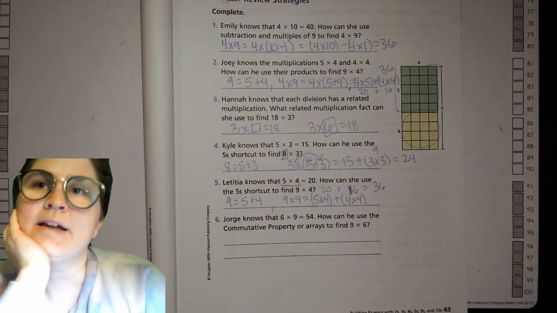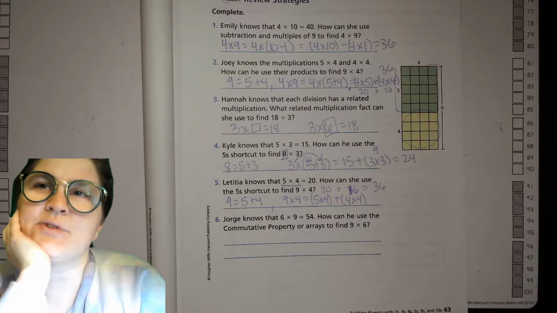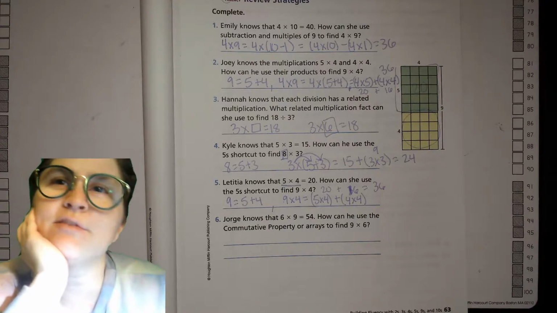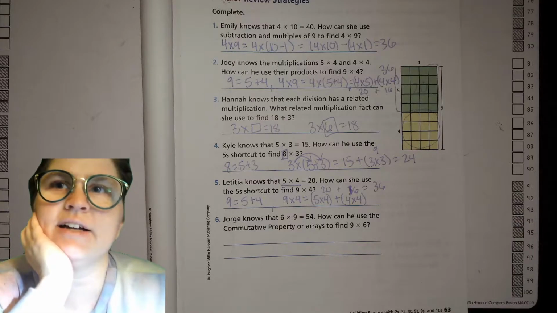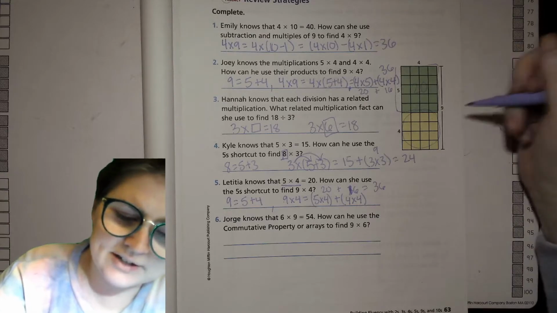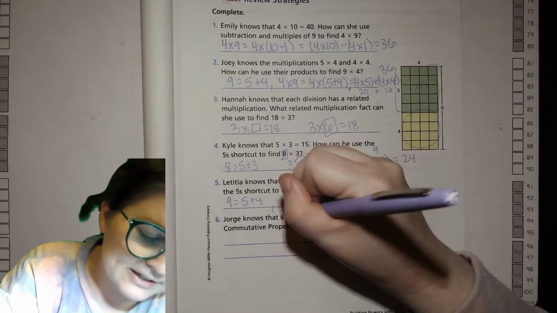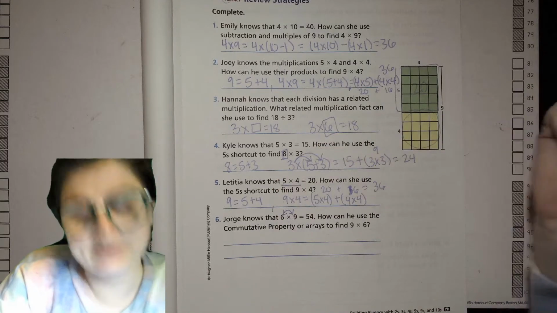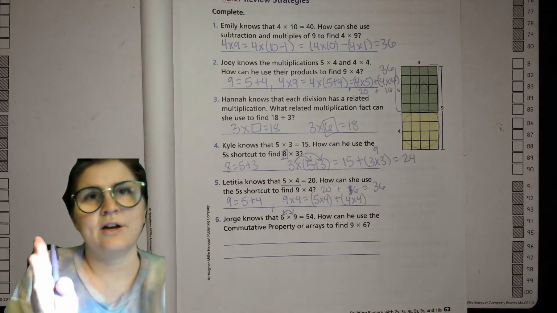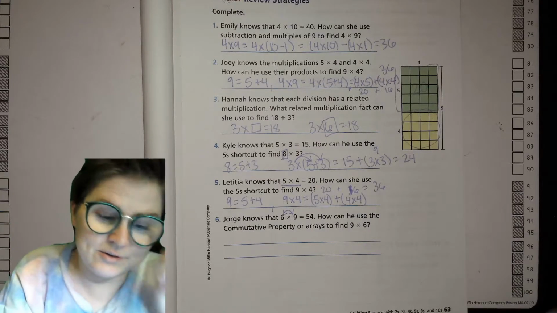Okay, number 6. Jorge knows that 6 times 9 is 54. How can he use the commutative property or arrays to find 9 times 6? Well, we already have the commutative property. I like to call it flippity-floppity commutative property. It just means that you can switch the order of factors either way, and you'll get the same product.